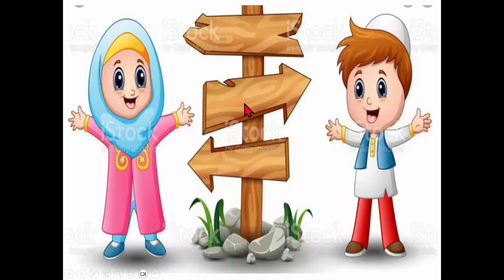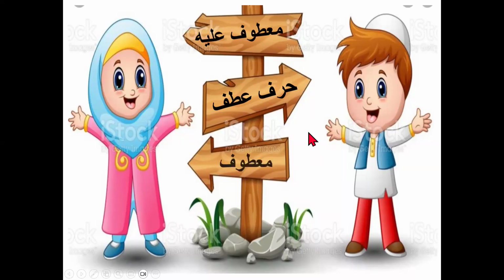The middle part of the conjunctive phrase will always be the harful atf. Harful atf always comes in the middle, and before the harful atf, the ma'tufun alay will come, and after the harful atf, the ma'tuf will come. So this is the sequence of the conjunctive phrase. First ma'tufun alay, then harful atf, then ma'tuf. So this is the sequence for the parts of the Murakab Atfi.